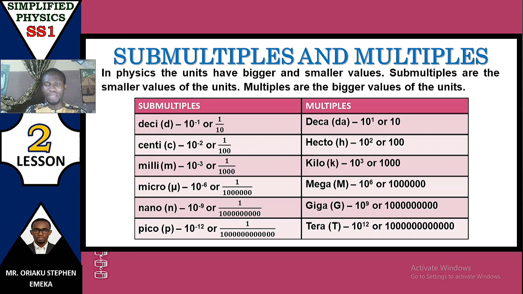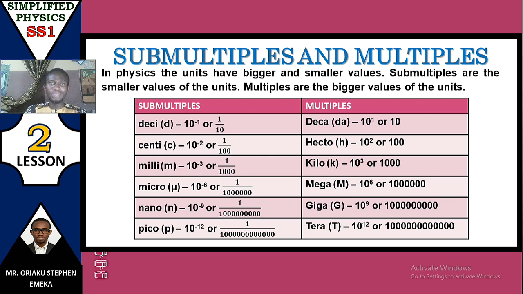So let's see the table. We have other things; it is not restricted to this. For the submultiples, we have deci, centi, and you just add the unit at the back, so it can be decigram or centigram. We have milli, micro which is 10 raised to the minus 6, nano, pico, and so on and so forth. For the multiples, we have deca, hecto, kilo, mega, giga, tera, and we still have others.